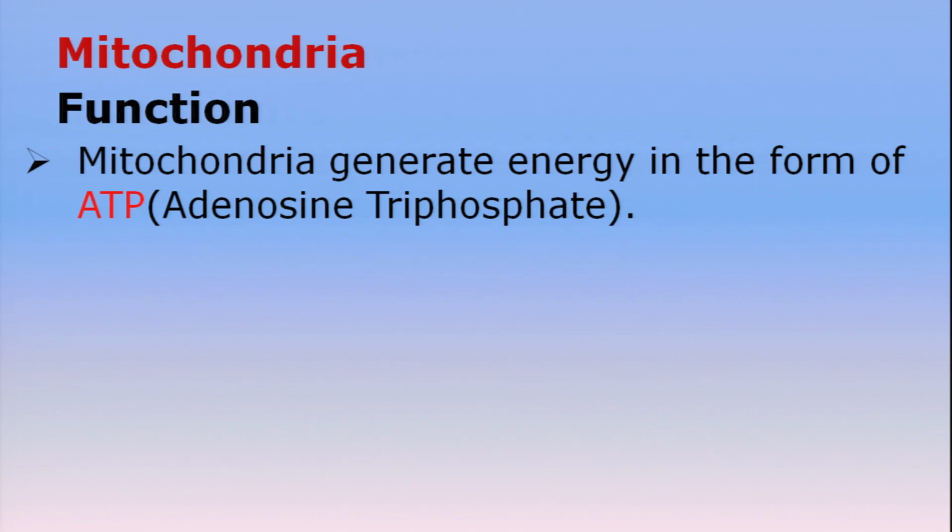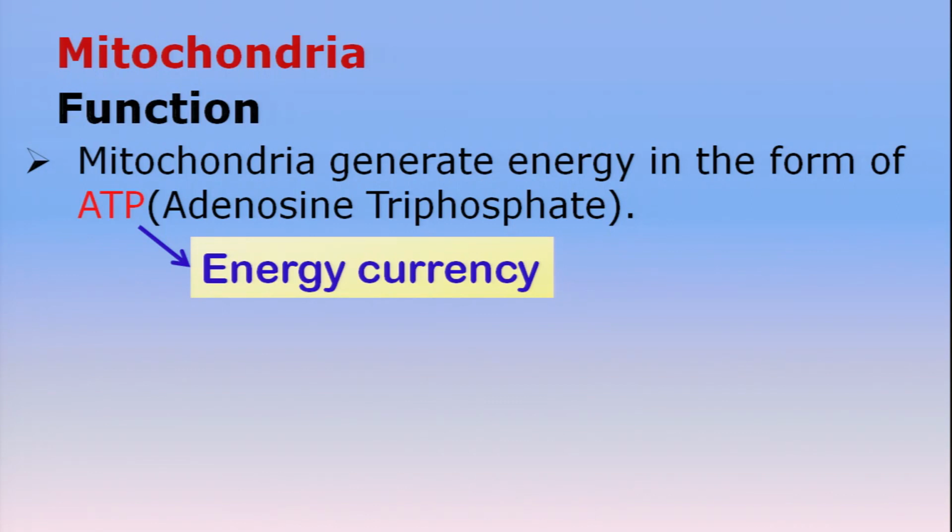Energy is stored in ATP and is utilized by the cell organelles when it is needed. That's why these energy-rich ATP molecules are called the energy currency of the cell. These molecules break and provide energy whenever there is need.